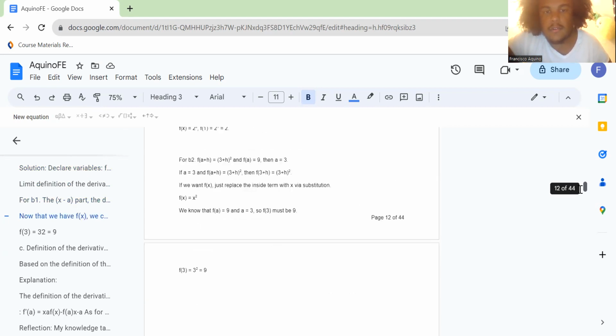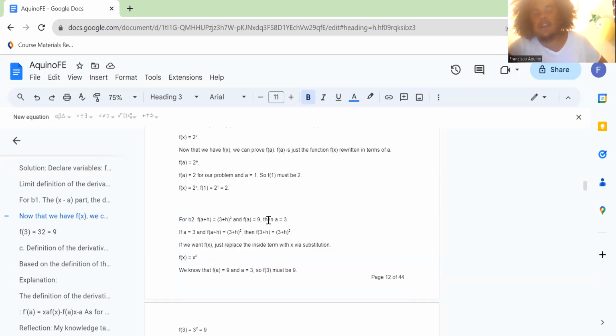So for 2, again, like I said, f of a equals 9 and a equals 3, so f of 3 must equal 9. So we have here, basically, a is 3 and f of a plus h turns into 3 plus h squared. And you have f of 3 plus h equals 3 plus h squared. So you want f of x, that's just a substitution at this point, which turns into f of x equals x squared. Because f of a is a squared, and that comes out to be 3 squared is 9, which proves the original problem.